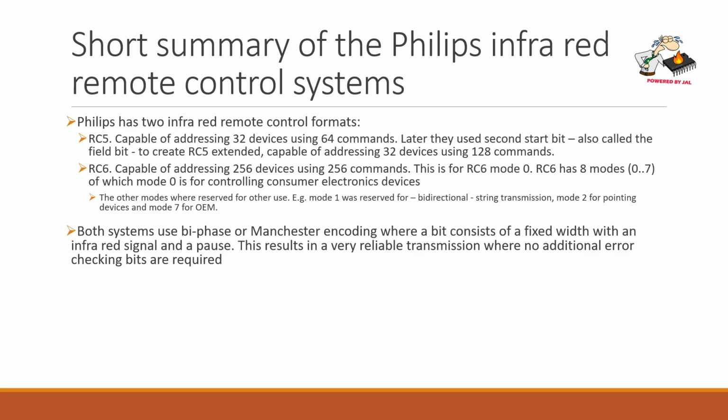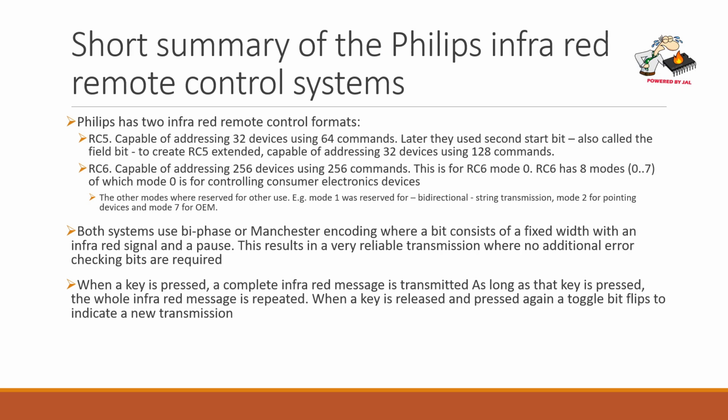Both systems use biphase modulation or Manchester encoding, where a bit has a fixed width, but there is an infrared signal followed by a pause. And this is a very reliable transmission for infrared systems because you don't need any additional error correction or error checking bits.